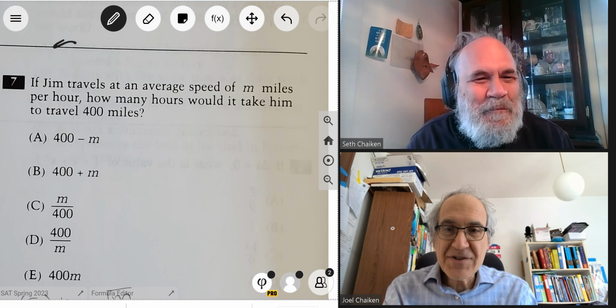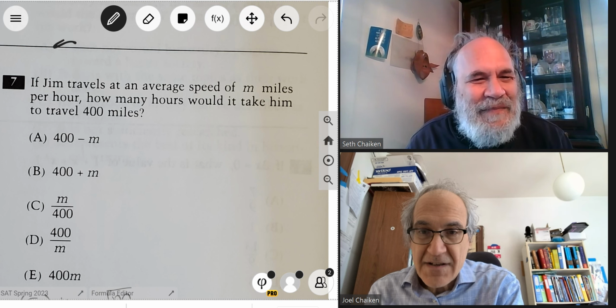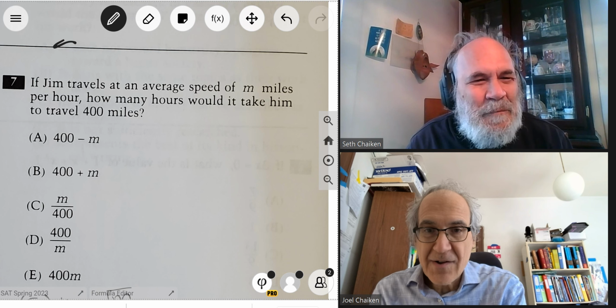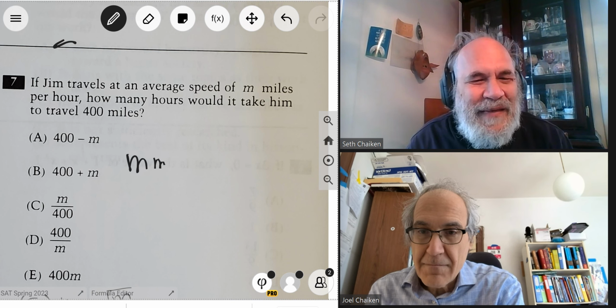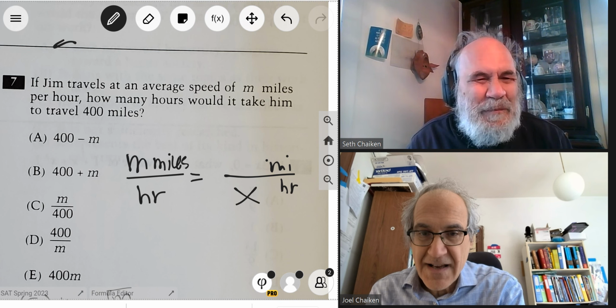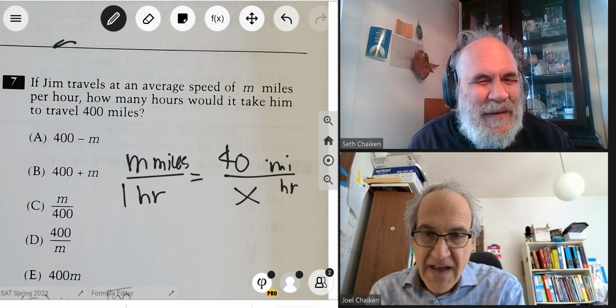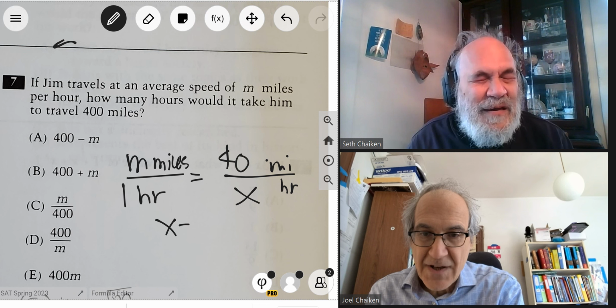I would just make a ratio because I always like to do problems the same way. Anytime you see a speed, it's a ratio, and use units to help you. If it's m miles per hour, on this side you put miles per hour, and now it says how many hours, that's nice, would it take him to go 400 miles? And then you just solve for x. X would be 400 over m.